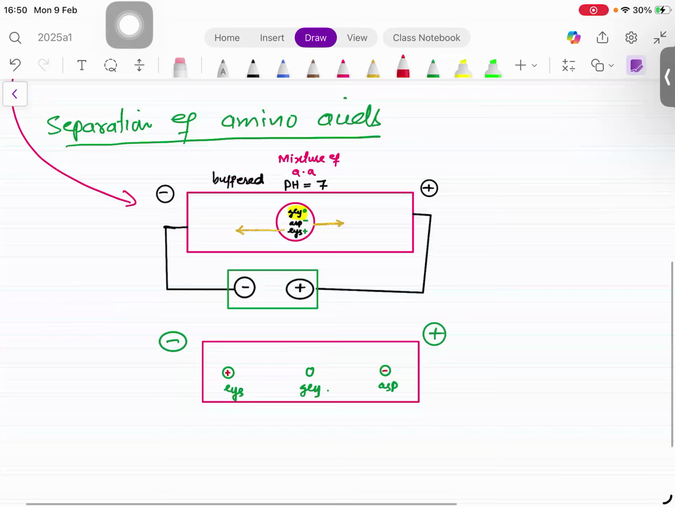So I think it's a straightforward thing, right? Is it clear?